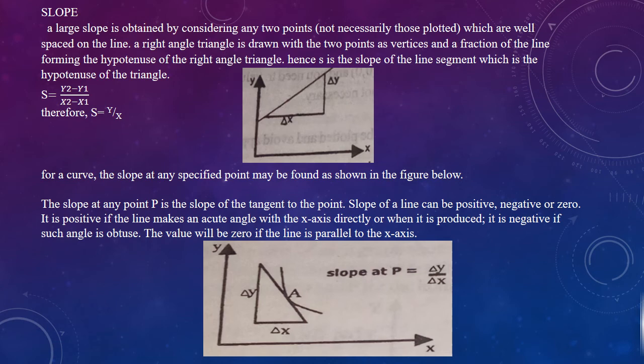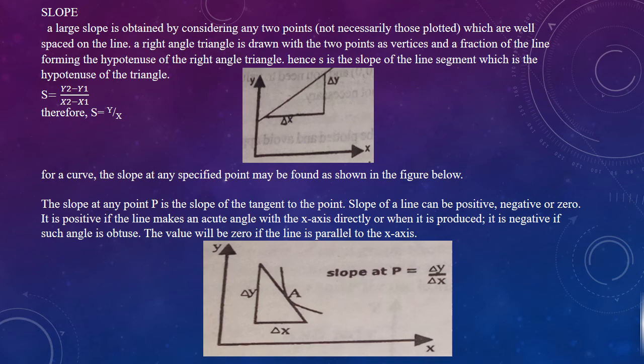Now we have a case where the line will be curved. So in such cases, what do we do? We take the tangent at such points, just as it is indicated in this video. The slope at the point P is the slope of the tangent to the point.